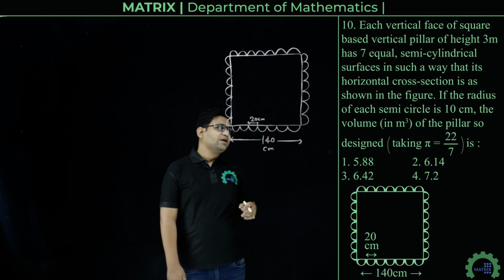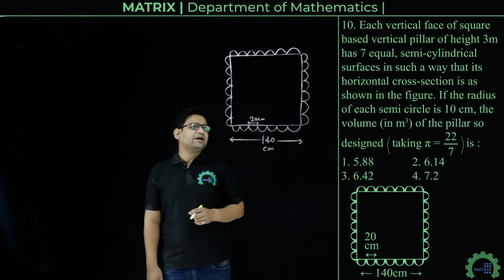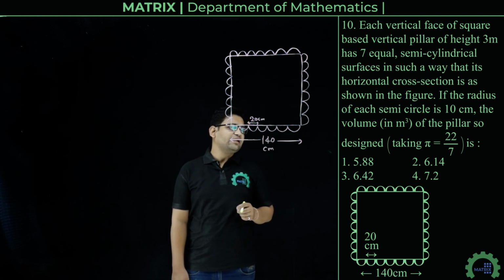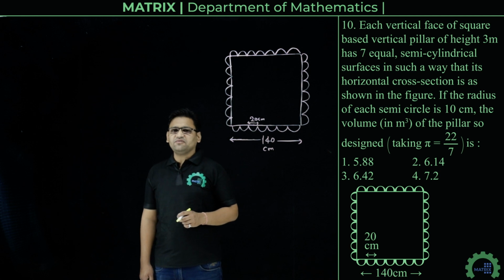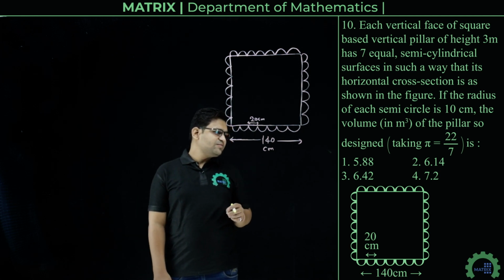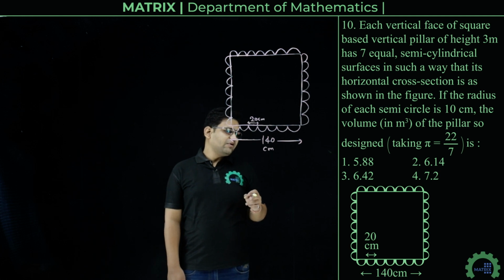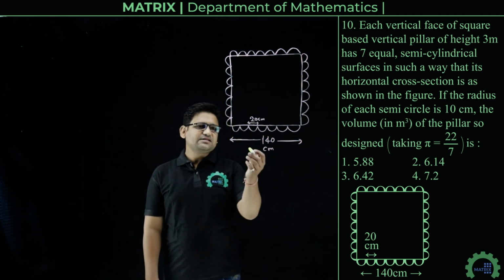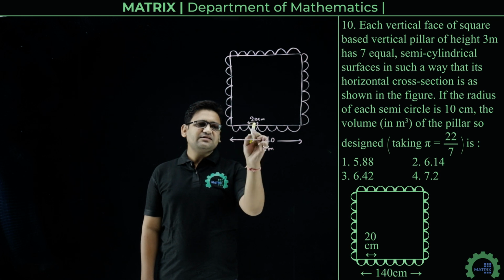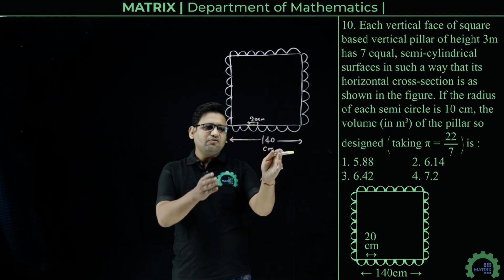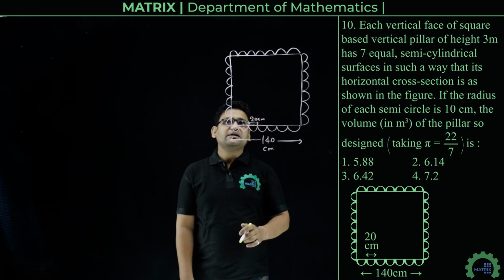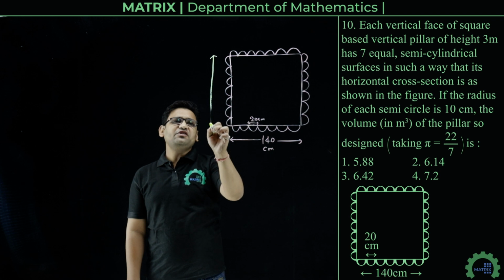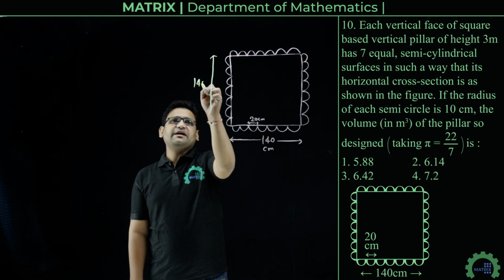Next question is, each vertical face of a square based vertical pillar of height 3 meter has 7 equal semi-cylindrical surfaces in such a way that its horizontal cross section is as shown in figure. If the radius of each semicircle is 10 cm, then we have to find the volume of the pillar so designed. The radius of a cylindrical shape is 10 cm, so its diameter is 20 cm. So the overall length of the side of the pillar is 140 cm. Similarly, for this cuboid shape, this length will also be 140 cm.